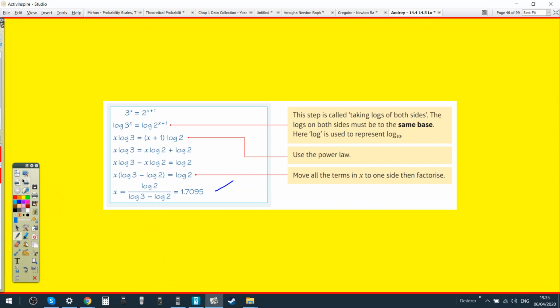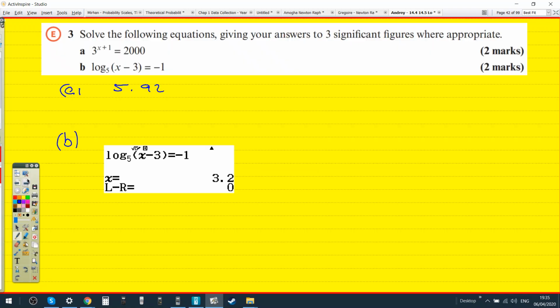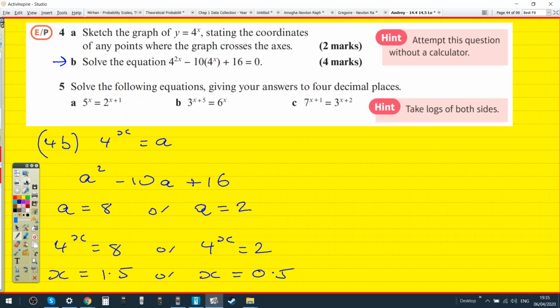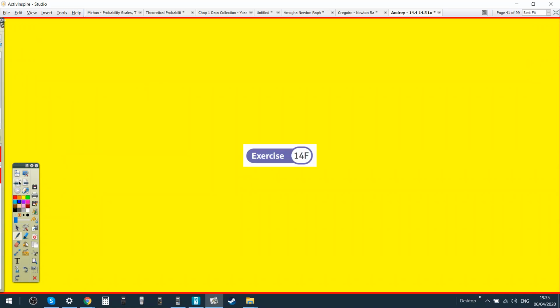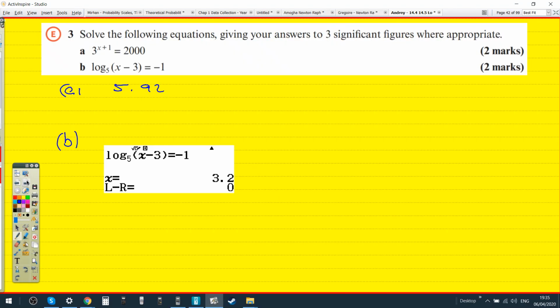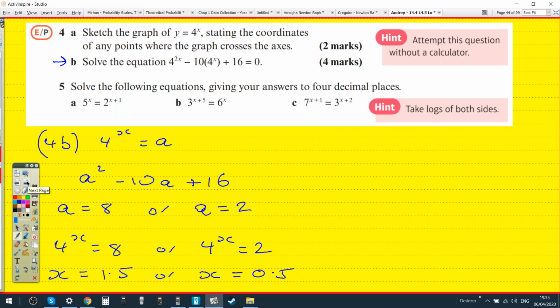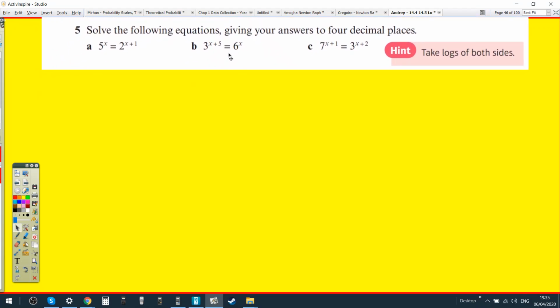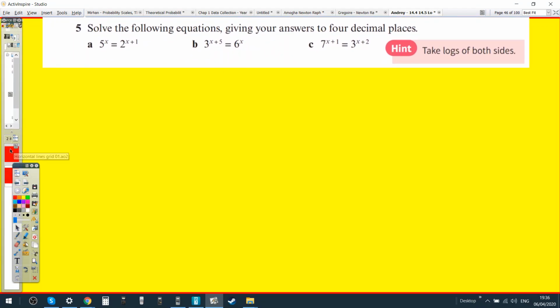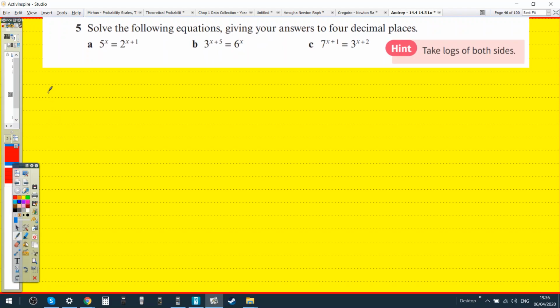Any questions there? So, take logs of both sides is the big idea. We did that. So then exam question, we did those. So let's do question 5. I'll let you pick. Which one are we starting with? A, B, or C? Just start off with it, I think.